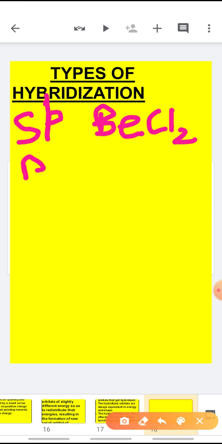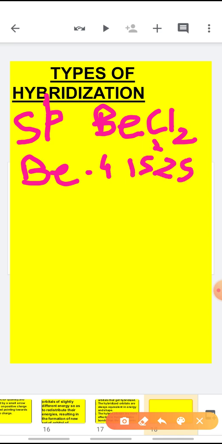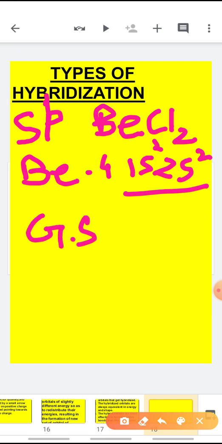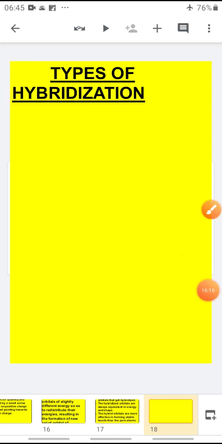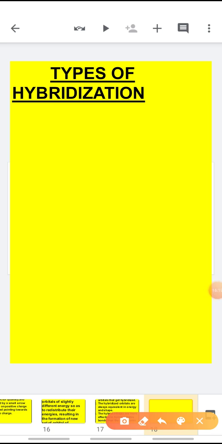See, beryllium, what is the atomic number? It is 4. The configuration will be 1s2, 2s2, total 4 electrons. Now what happened in the ground state? If we see, the outermost shell is 2s. In the 2s orbital, 2 electrons are present. But you have to remember, in order to form a covalent bond, there should be a single electron. That means an unpaired electron should be present. This is the ground state.